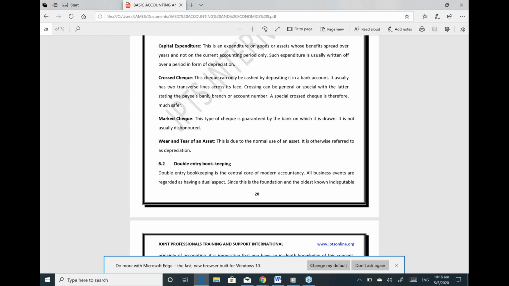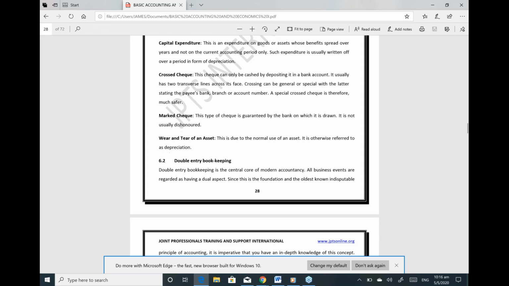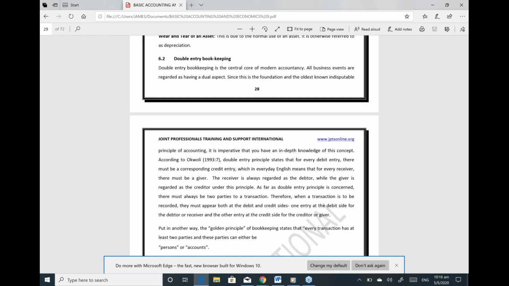Now let's look at debtors, the double entry bookkeeping. Double entry bookkeeping is the central core of modern accountancy. All business events are regarded as having a dual aspect. That means you have your debit side and your credit side.